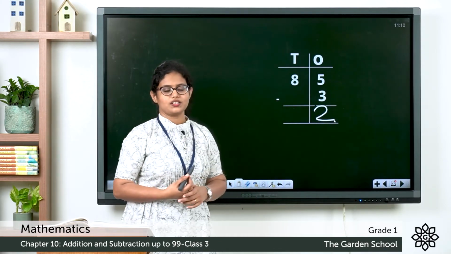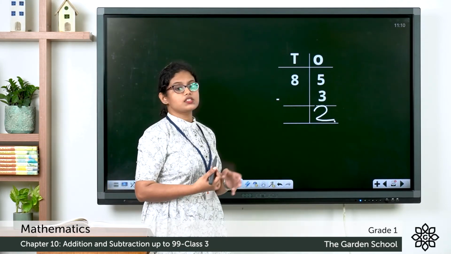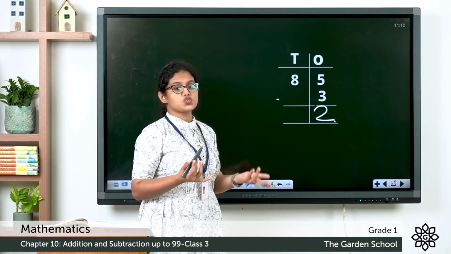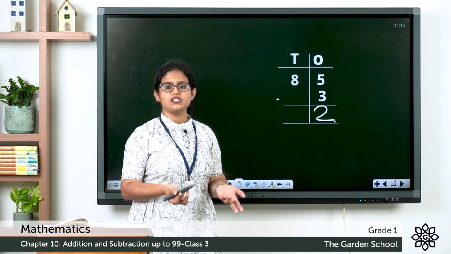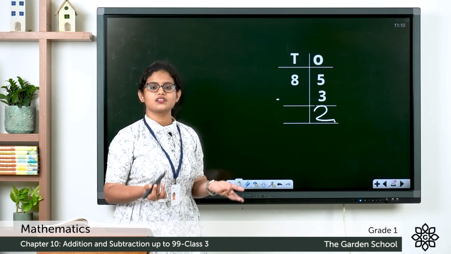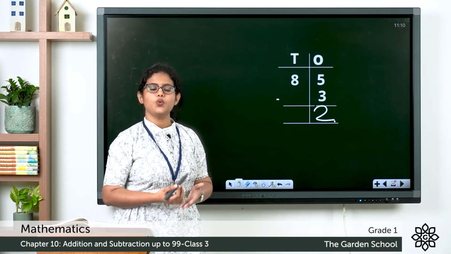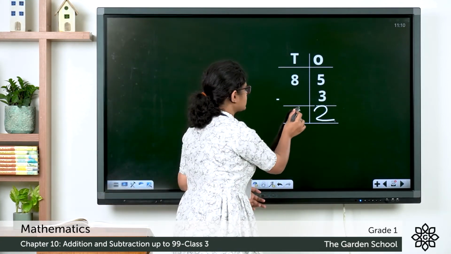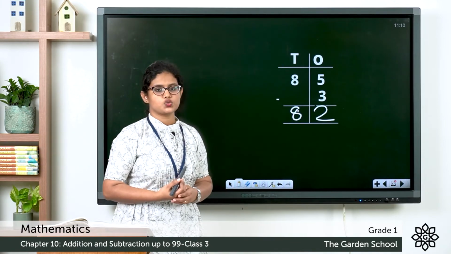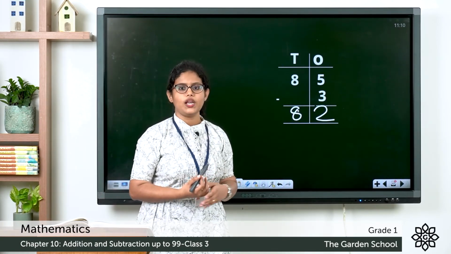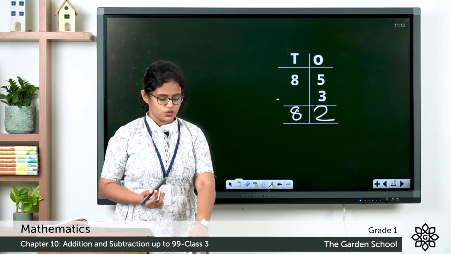Then see the next one. Tens place. We have 8 here. And here there is no number, which means 0 tens. So 8 tens minus 0 tens. It makes 8. 8 minus 0 equals 8. So let's write 8 here. So we got the answer, which is 82. So 85 minus 3 equals 82.